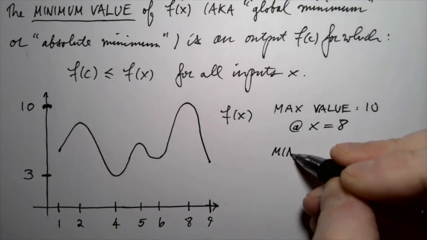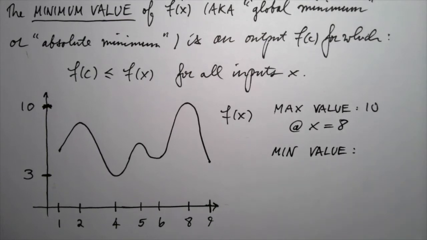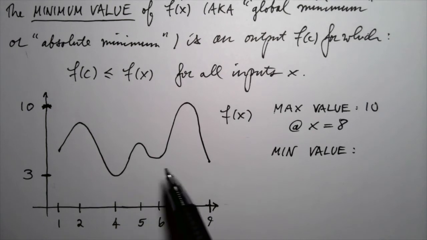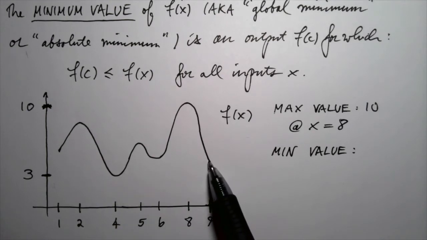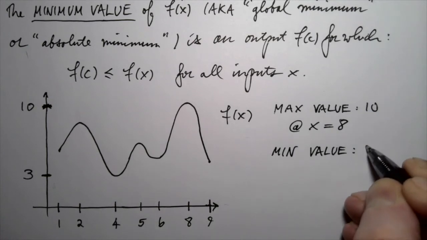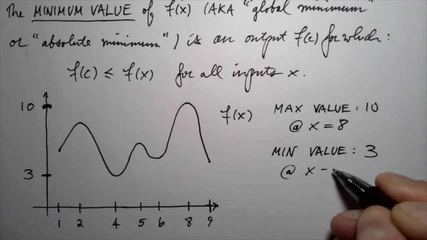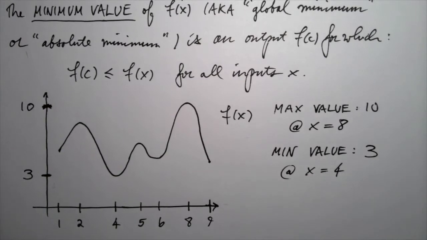What's the minimum value? The minimum value, that's the smallest number output by the function, that happens right down here. Notice that this is close, this is in the running, but this is a little bit lower. That point right there, 3, is the minimum value that the function outputs. That happens at x equals 4.